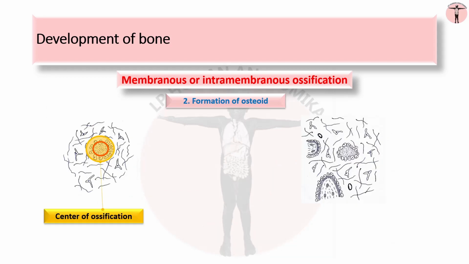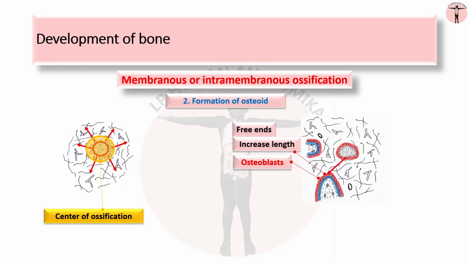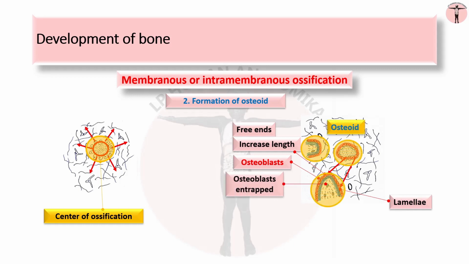From the center of ossification, the osteoblasts proliferate and differentiate in a radiating manner. The osteoblasts cover all the sides of the osteoid. As new bone is added, one end of the osteoid increases in length and helps to spread the center of ossification. This end forms the free end and develops into bony spicule. The other side of the osteoid produces lamellae. As more and more matrix is deposited, some osteoblasts get entrapped in the lacuna. There will be many osteoids developing from different ossification centers.